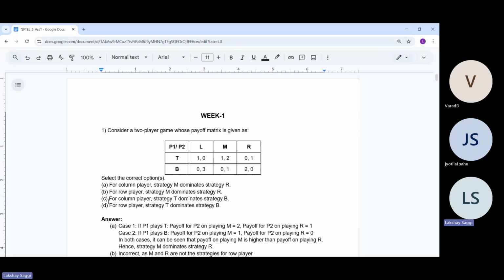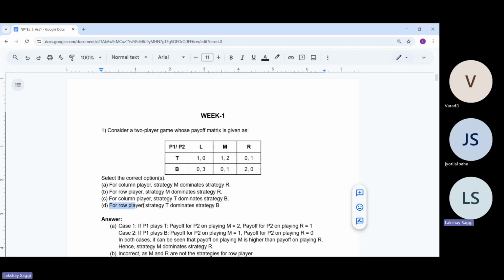Good job. Again, in the B option we said that for the row player M dominates R, but M and R are not even strategies for the row player. Similarly, in the C option, we are talking about strategies T and B for the column player. But note that these are not the strategies for the column player, they are for the row player. So this does not make any sense. So the C option is also incorrect.